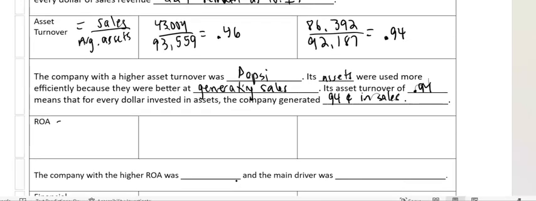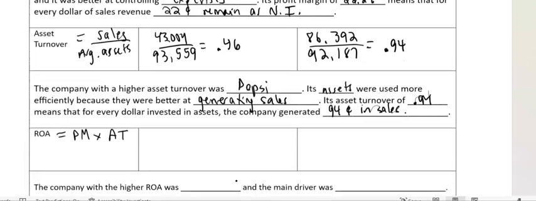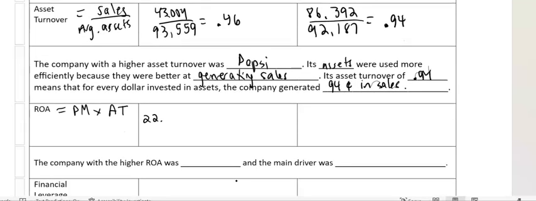And now let's look at ROA as a function of these two levers or two drivers. We're going to look at this as profit margin times asset turnover. So for Coke, this would mean 22.2% times 0.46. And this is going to work out to be, with returns, we typically use a percentage sign. So we can say 10.2% is the return on assets for Coke.